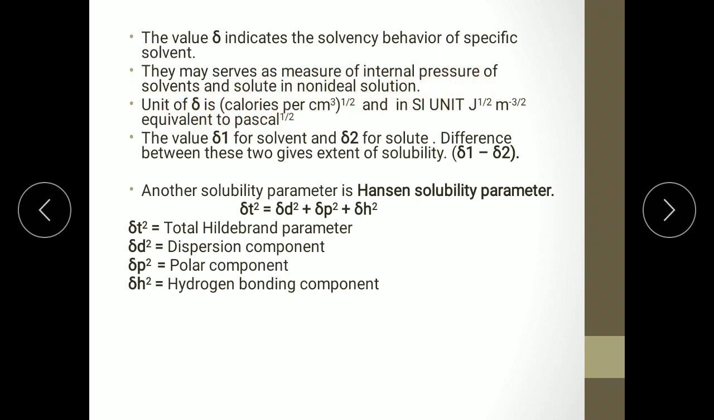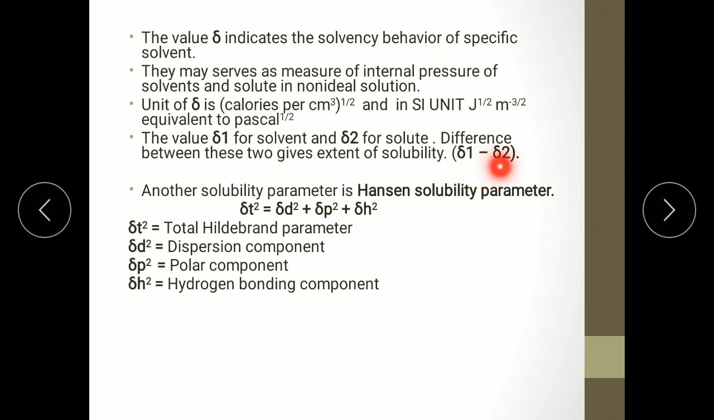How much cohesive strength is there in solvent and solute will be denoted by the delta value. The unit of delta is calorie per centimeter cube raised to 1 by 2, and in SI unit it is joules raised to 1 by 2 meter raised to minus 3 by 2, equivalent to Pascal raised to 1 by 2. Suppose the value of delta 1 is for solvent and delta 2 is for solute, then the difference between these two gives the extent of solubility.